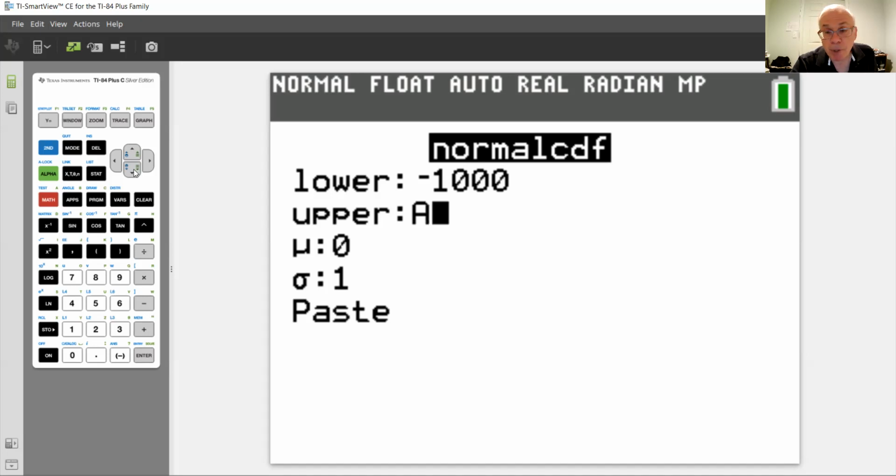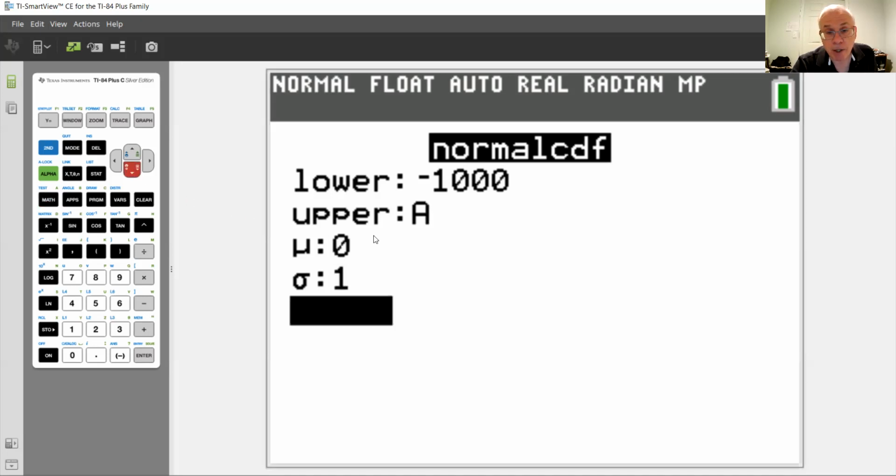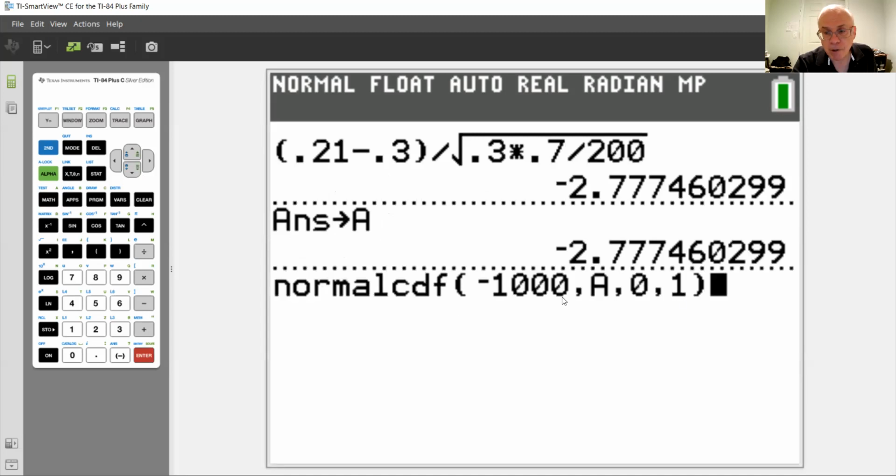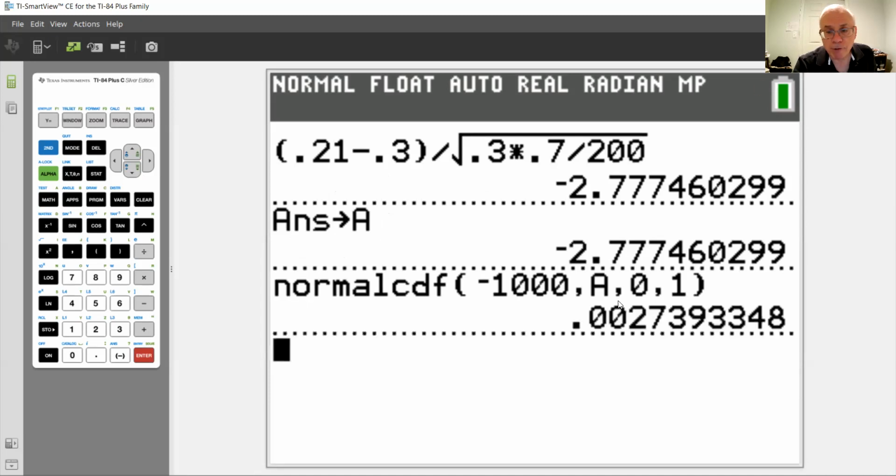Then scroll down. For people who have the 83 calculator, you could store it, and you should store it, but you're going to put everything in parentheses. It's going to look like this. As long as you've stored the test statistic in A, this is what you type inside the parentheses for the normal CDF. And this, ladies and gentlemen, is the p-value, 0.0027. That's our p-value.